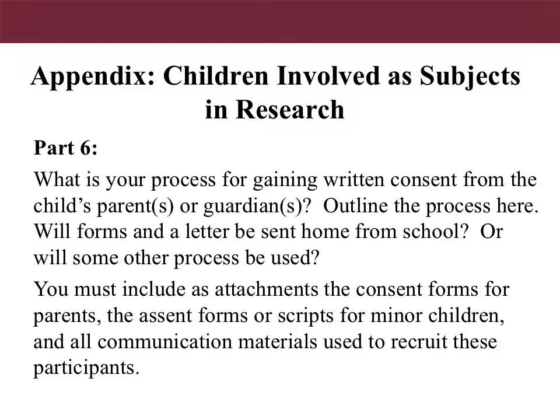Part 6. What is your process for gaining written consent from the child's parents or guardians? Outline the process here. Will forms and a letter be sent home from school, or will some other process be used? You must include as attachments the consent forms for parents, the assent forms or scripts for minor children, and all communication materials used to recruit these participants.